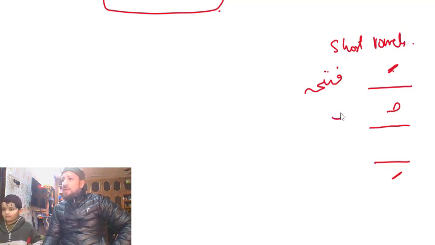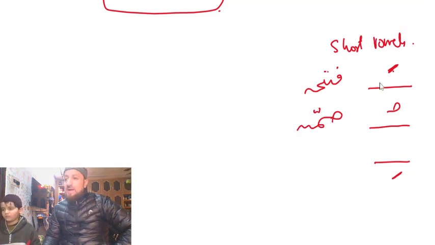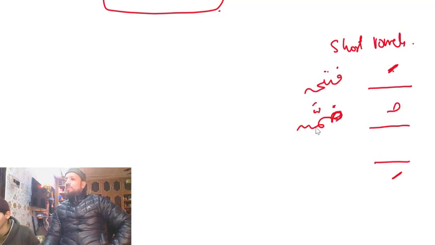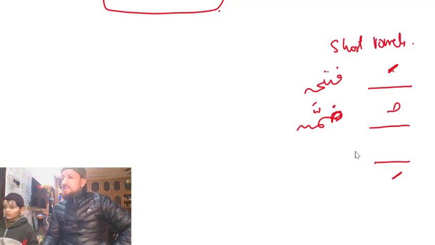And then there is a dhamma. It is like a waw. Dhamma. It does not start with dal, it is dhamma. There's a shadda on it. We'll read about shadda later. Okay. And then there is the kasra. What is it? Kasra.